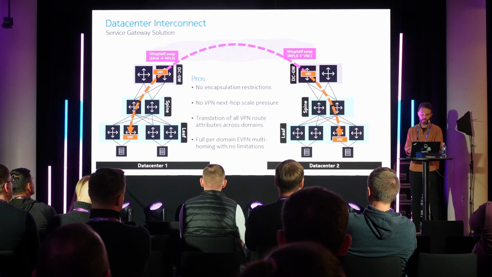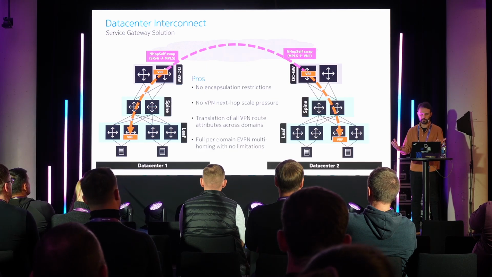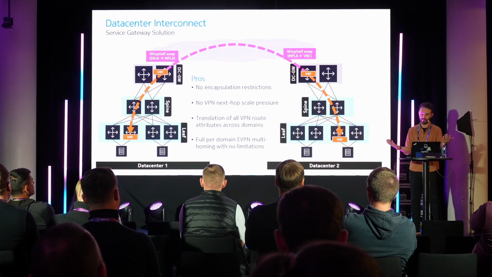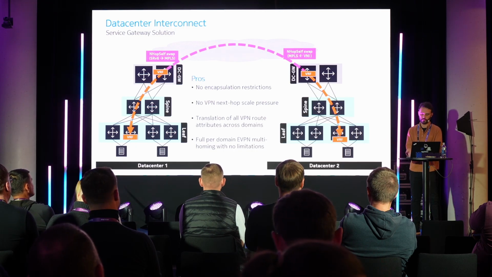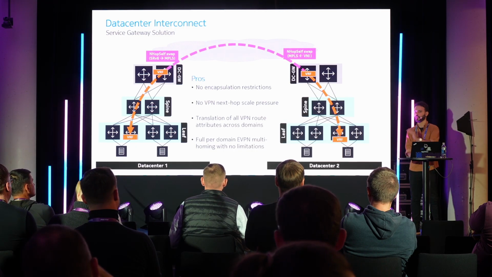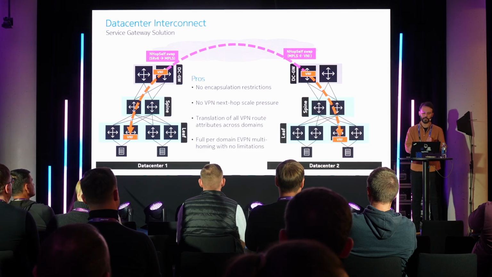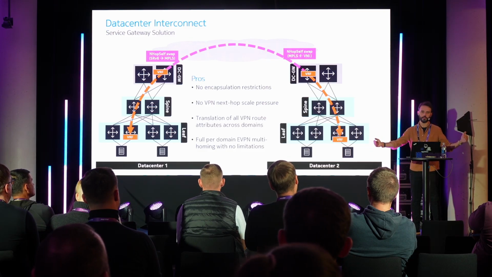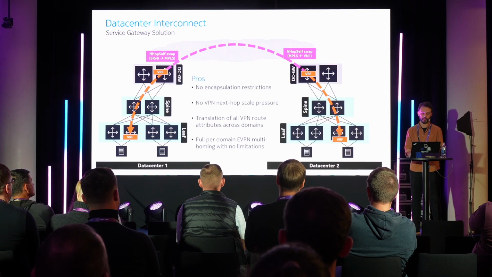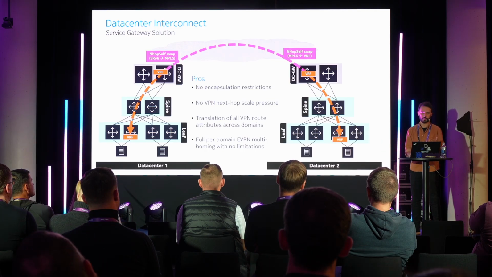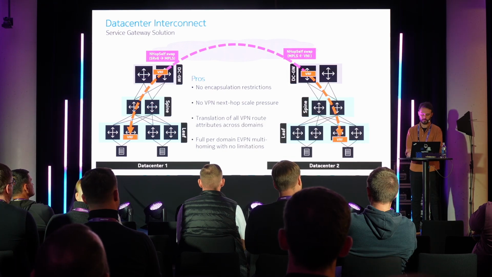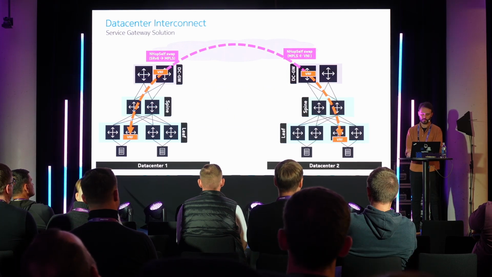Basically, you can operate multiple data centers with full EVPN feature set. You can stretch layer 2s across. You can distribute a gateway between data centers. You can have ARP suppression, broadcast, unknown unicast and multicast traffic suppression across data centers without any limitations.